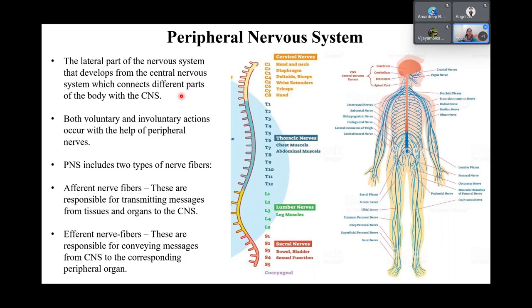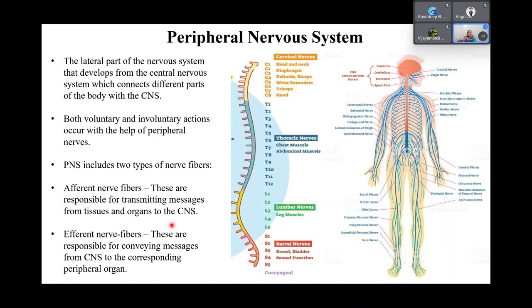What are nerve fibers? Based on the direction of the relay of information, nerve fibers can be divided into two types. They can be called afferent nerve fibers or efferent nerve fibers. Afferent fibers transmit the information from the tissue to the CNS. So they receive information and take it to the CNS. Efferent means effect, so they bring out the effect. They carry the information from the CNS to the corresponding peripheral organs. So information to the CNS is carried by afferent nerve fibers, and information from the CNS is carried by efferent nerve fibers.